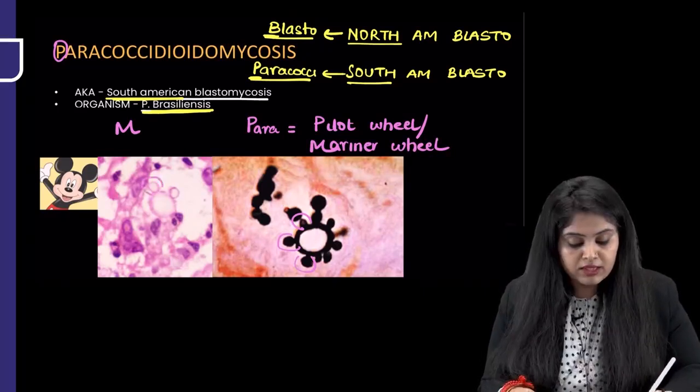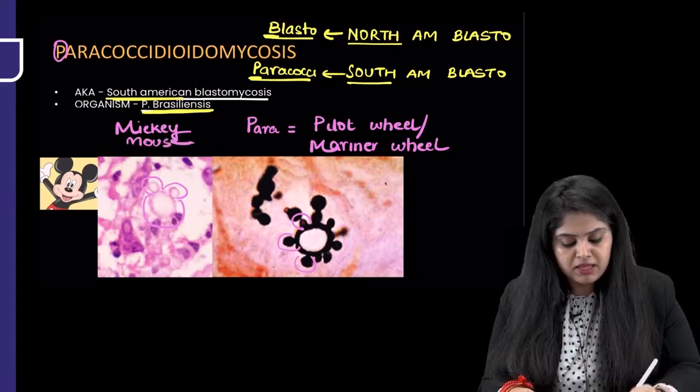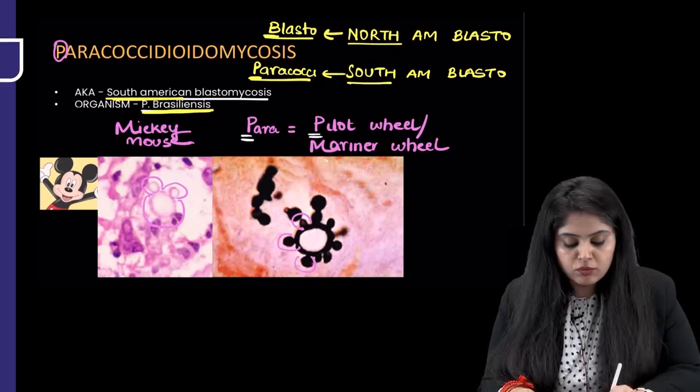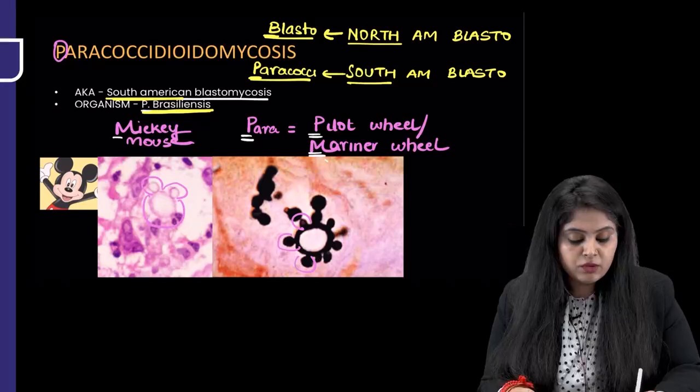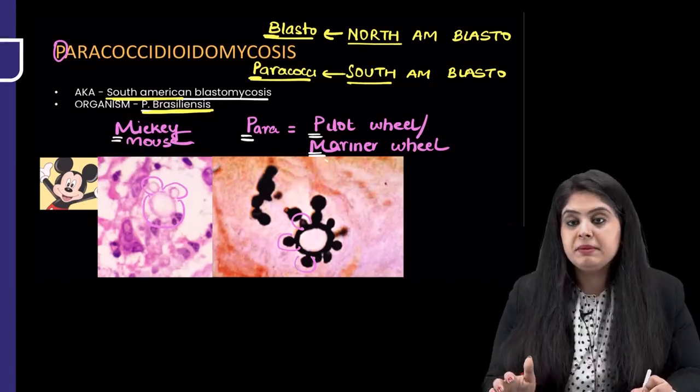And what is it showing you other than that? It sometimes shows you the Mickey Mouse appearance also. Very, very common question asked. That's why I said PPMM. What is PPMM? P for paracoccidio, P for pilot wheel, also known as MM, also known as mariner's wheel, also showing you the Mickey Mouse appearance. So paracoccidio is going to be PPMM.